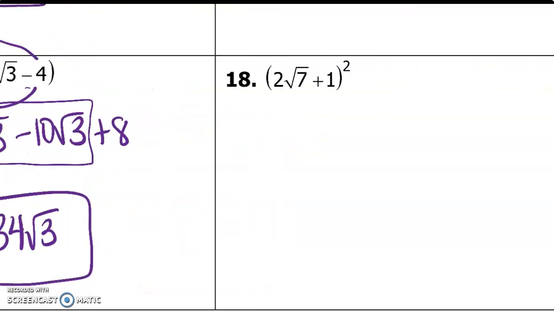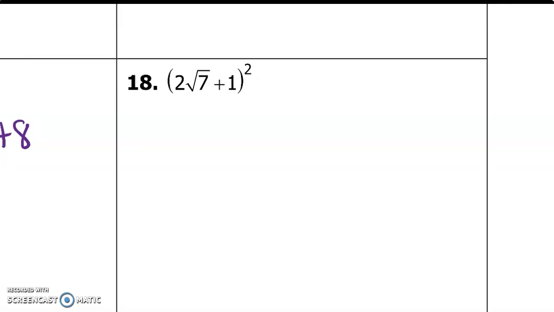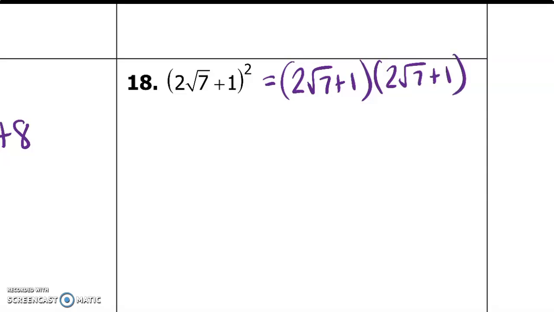I want to do 18 real quick to make sure you watch this one, and then if you feel comfortable you can shut it off, or you could go back up and try the other ones. You have to remember that to square something means that you multiply something by itself. So most people want to just square each of those, and you cannot do that. That is not correct. You actually need to write this out as 2 square root of 7 plus 1 times 2 square root of 7 plus 1.